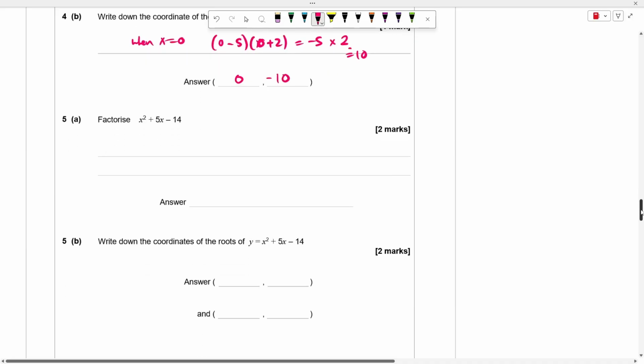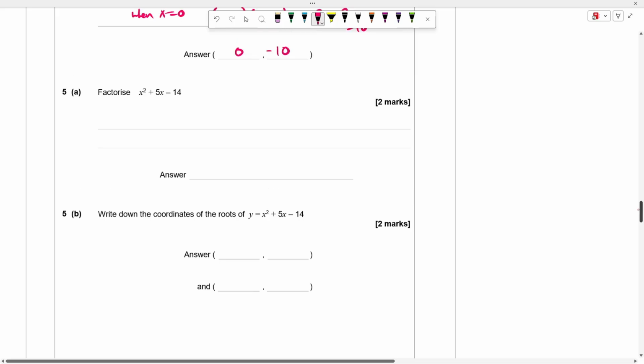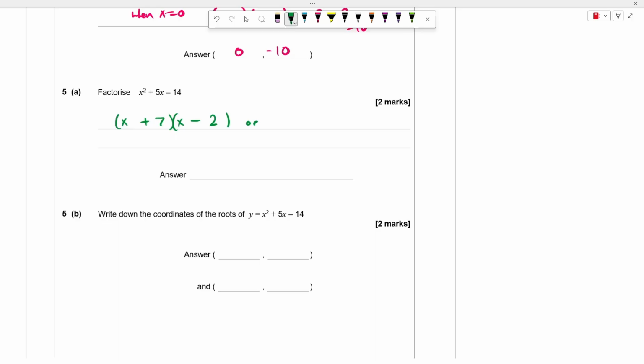Then for question 5, it's asking us to factorise x squared plus 5x minus 14. So again, just factorising the quadratic. And this does factorise, in which my two numbers are going to be 7 and 2, and it's going to be plus 7, minus 2. Or you can factorise it using completing the square, which is entirely up to you. Personally, I wouldn't, but technically that would be allowed because you have factorised it.